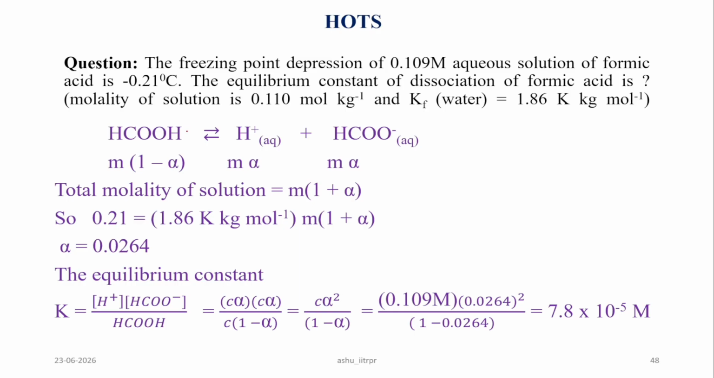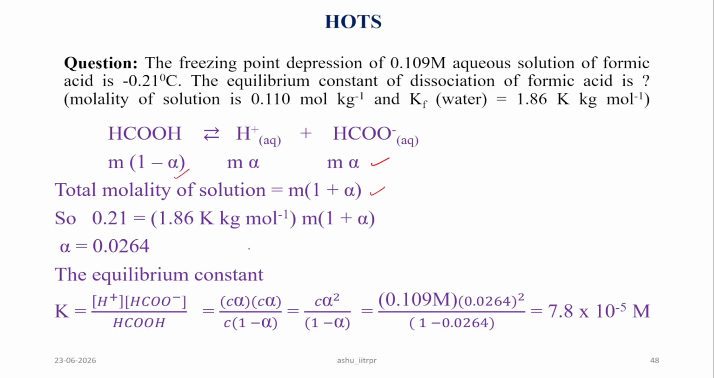Formic acid dissociates in this way: HCOOH dissociates to form H plus and HCOO minus. M is the concentration, so 1 minus alpha mole will remain, and it will form M alpha of each ion. No problem. The total molality of the solution is M(1 plus alpha). This is the actual molality.